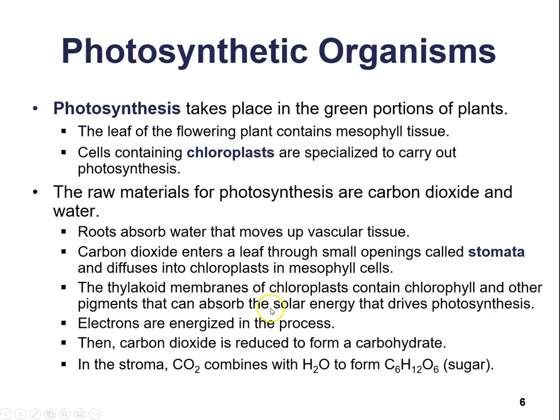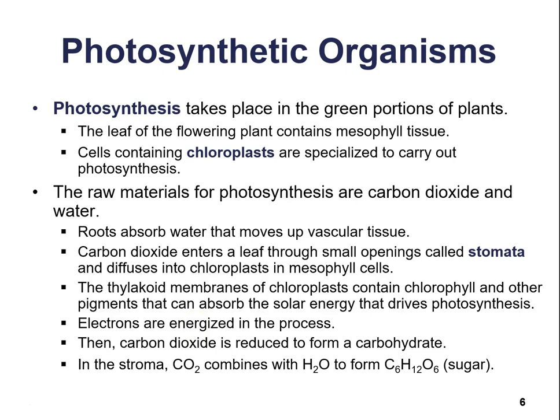The thylakoid membranes in the chloroplast contain chlorophyll, and also other pigments. We'll talk a little bit more about chlorophyll as a pigment and other pigments as well. These pigments are able to absorb the solar energy. The pigments are necessary to absorb that solar energy, which then gets converted into usable energy. Without pigments like chlorophyll, the plant would not be able to absorb that solar energy. Once that solar energy is absorbed by those pigments, it energizes the electrons in those pigments.